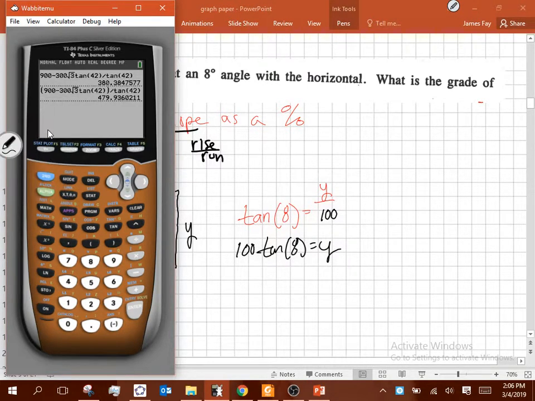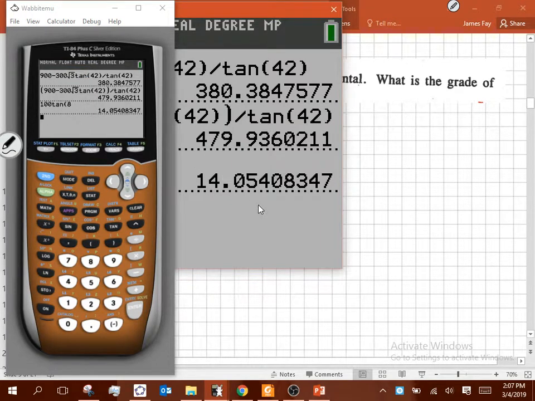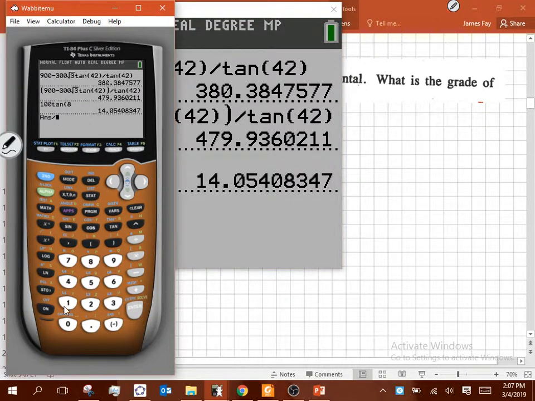I kind of hate that this calculator turns off about every 30 seconds. If I go 100 tangent of 8, it gives me that 14.05 number. That's my rise. Does that make sense? When I go 100 feet out, I've risen 14.05 feet. Well, rise over run would then be that number divided by the run, right? That's my rise divided by a run of 100. I get that.